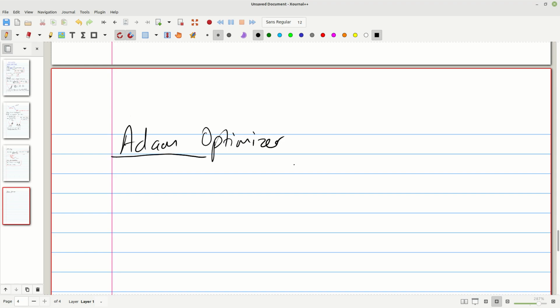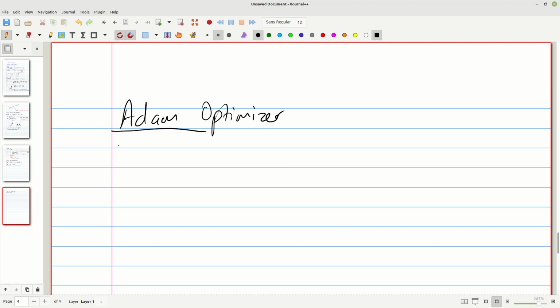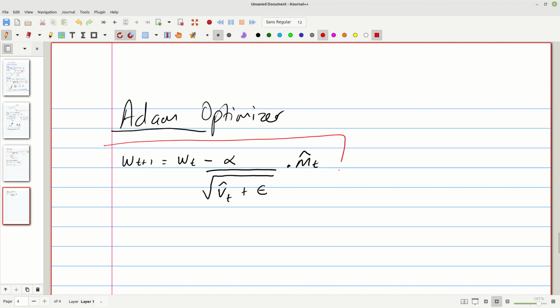So it just says do whatever RMSProp is doing, add momentum, and of course that's also talking about the cumulative history of our gradients. If we do that, then we will have a much better algorithm. So the idea in the Adam optimizer is W_{t+1} is equal to W_t minus alpha over the square root of V_t plus epsilon, times M_t, right? So this is the update rule for our Adam optimizer.